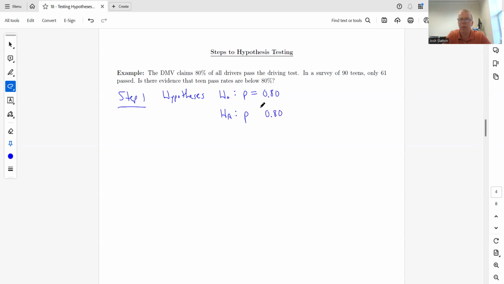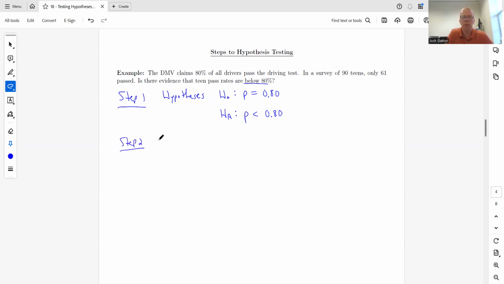Now, the only thing that changes is this is not going to be equal. It's going to be either less than or greater than or not equal. And since we're looking at below 80%, it is going to be less than. So our null hypothesis is that p is equal to 0.80, and our alternative is that maybe it's below 80. So now that leads us to step 2.